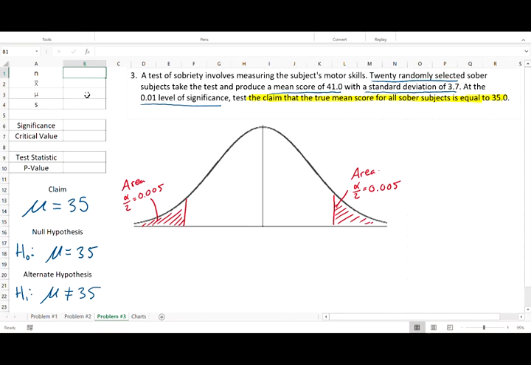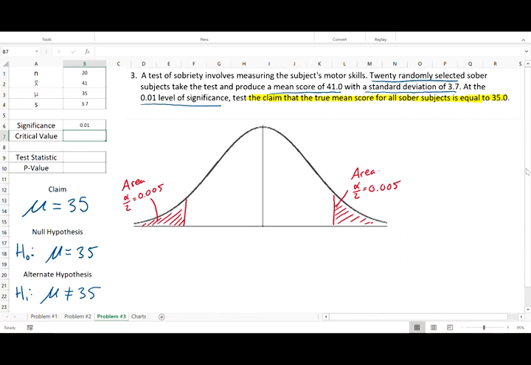Now let's go back and fill in the information given in the problem. Okay, so 20 randomly selected subjects, so n is 20, have a mean score of 41.0, let's just say 41, with a standard deviation of 3.7. We're saying that the population mean, our null hypothesis is that the population mean is 35. And the significance is given in the problem, 0.01. Okay, so we have two critical values, one positive and one negative. It's going to be the same number plus minus.